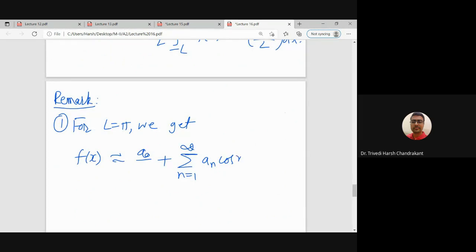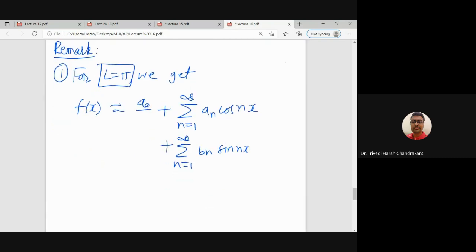So this will be cosine nx plus summation bn sin nx when our period is 2 pi. For the sine, similar to the sin x and cosine x function, the period is 2 pi. So if our function has period 2 pi, we shall use this formula where in the a0 formula also we substitute L equals pi.